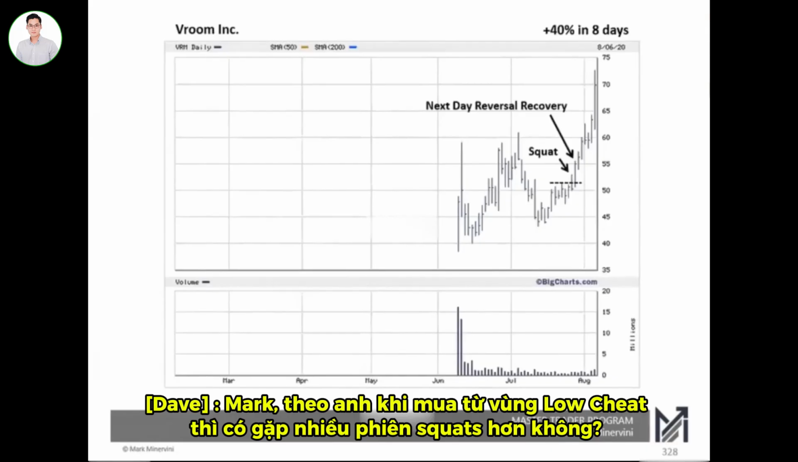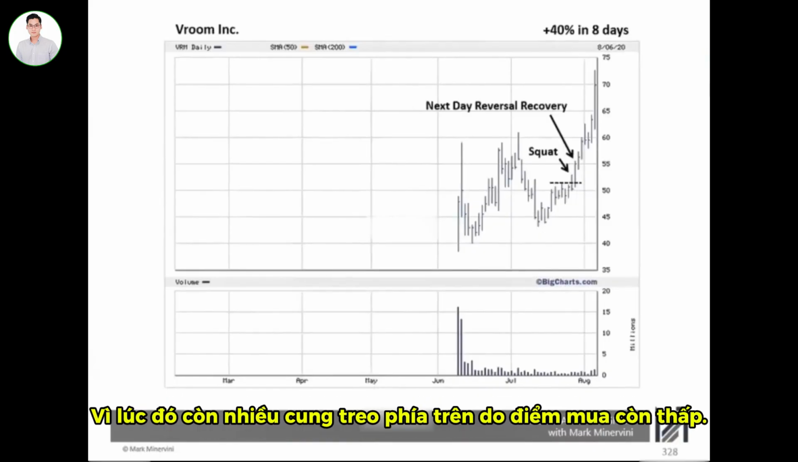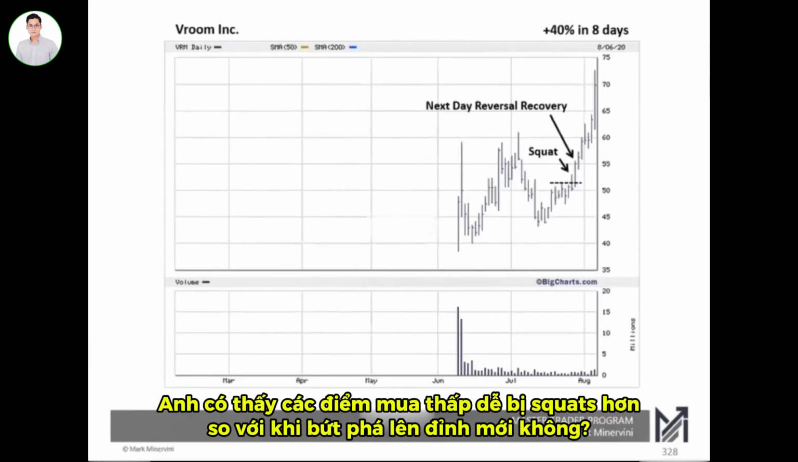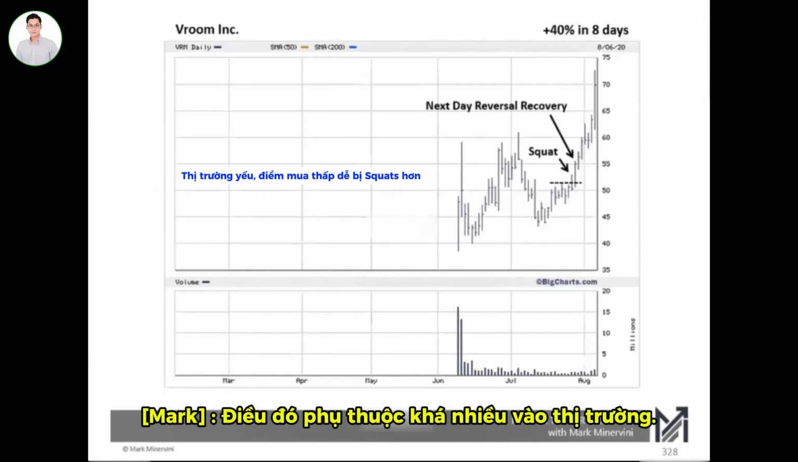Mark, I was going to ask, just from your experience, do you see that when you are buying off of low cheats that you get more squats, because there is probably more overhead since you're at a lower buy point? Do you find that there are more squats on the lower entries, or when they're actually breaking out to new highs?